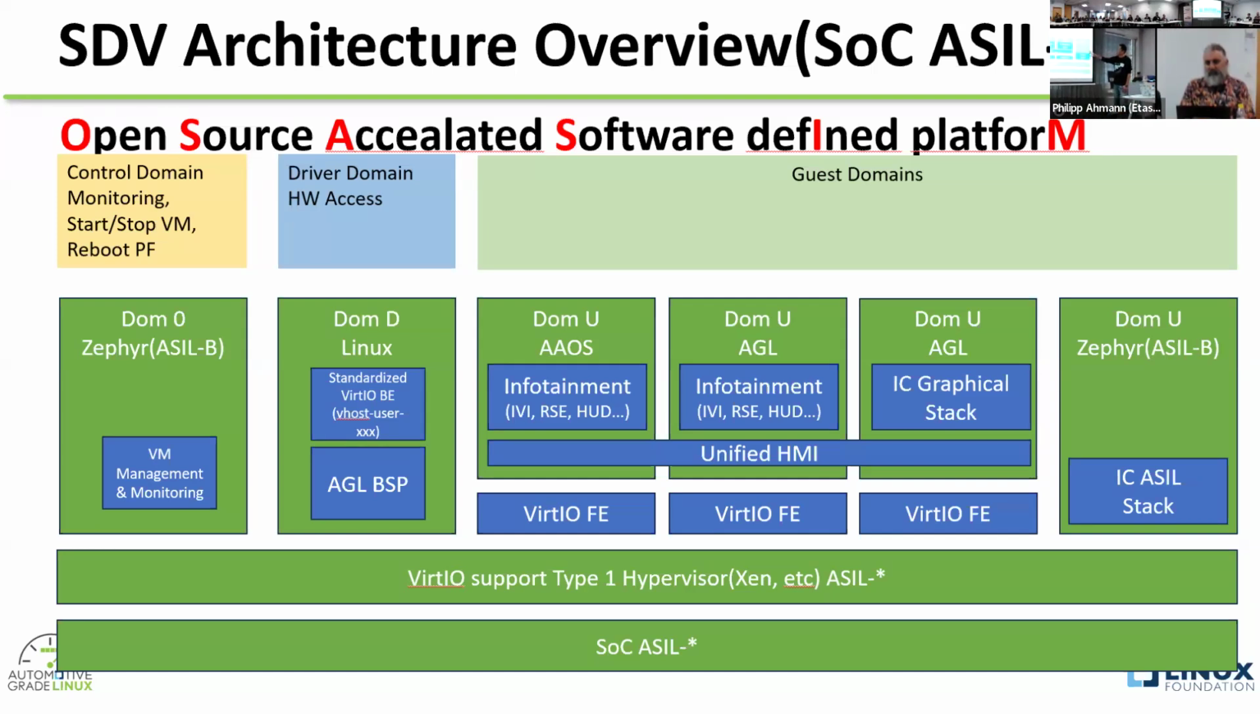So this means this DomU part is without ASIL, but for some components we use ASIL functions. So this means DomU is running on Zephyr. IC is the instrument cluster. For the instrument cluster, maybe our customer and another OEM need ASIL-B certification. So this means the instrument cluster ASIL function runs in a Zephyr ASIL-B certified guest VM.